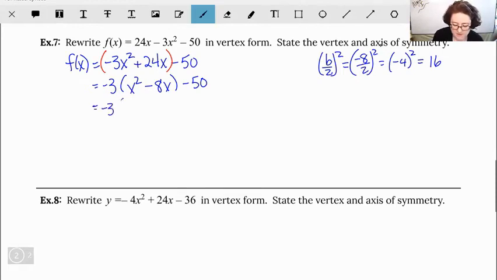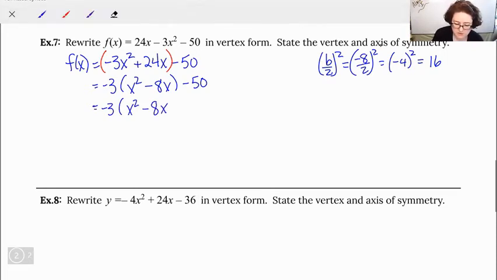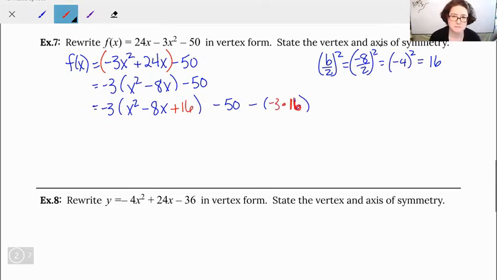So we have a -3, x squared minus 8x. Here we go. Add your 16 inside. But then we have to subtract our 16 outside, but we're not really doing a 16. Let me color code. We're really subtracting out a -3 times 16. Because don't forget that a value, it's still influencing anything that's inside those parentheses.